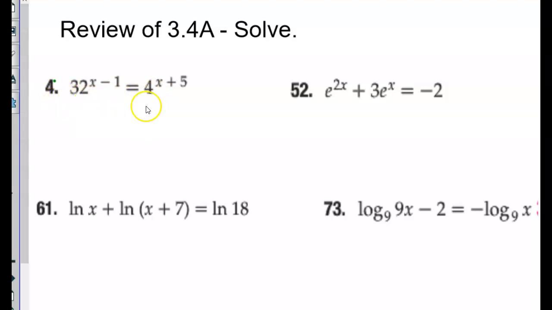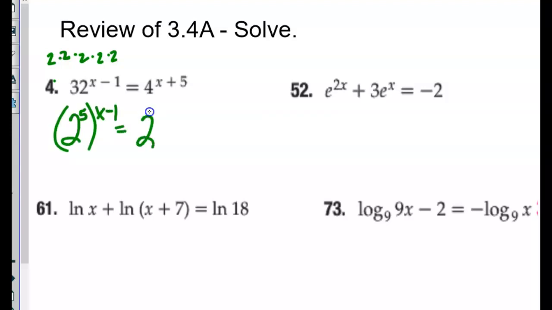In theory, we could take the log of both sides, but it's going to get real messy. Can we make these both powers of what? 2, yes. This is not 4 to the third or anything, right? So we got to make them powers of 2. 2, 4, 8, 16, 32. So this is 2 to the 5th, and this one is 2 squared.